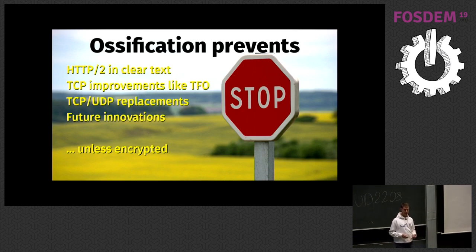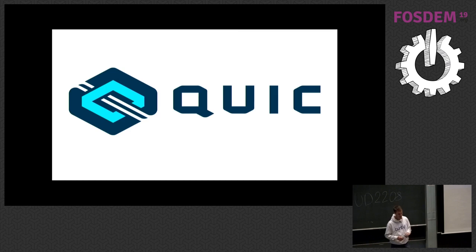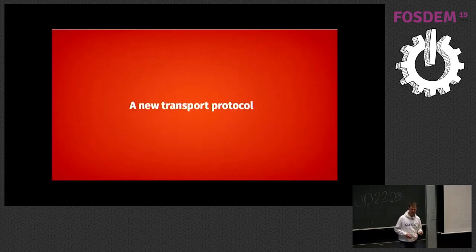So that is what we're doing then. In spite of this ossification, we want to improve. We want to change the world, right? We want to make things better. So we need to do that in spite of this weird situation we're in. And that is what QUIC is trying to do, or aiming to do. It is a new transport protocol. Just what I said we can't do. But I'll explain why or how.